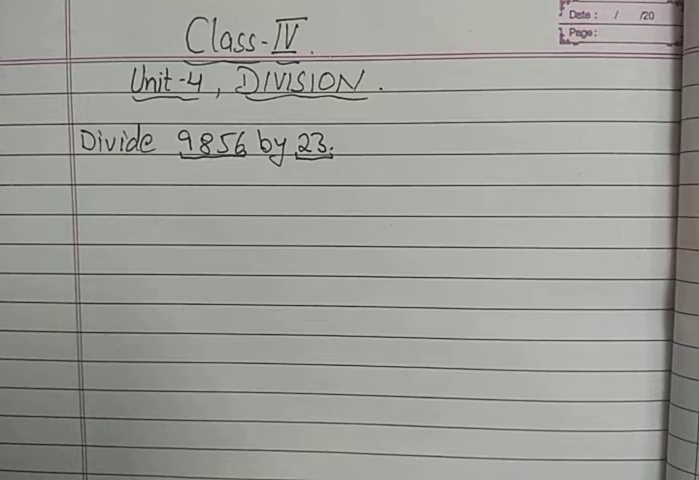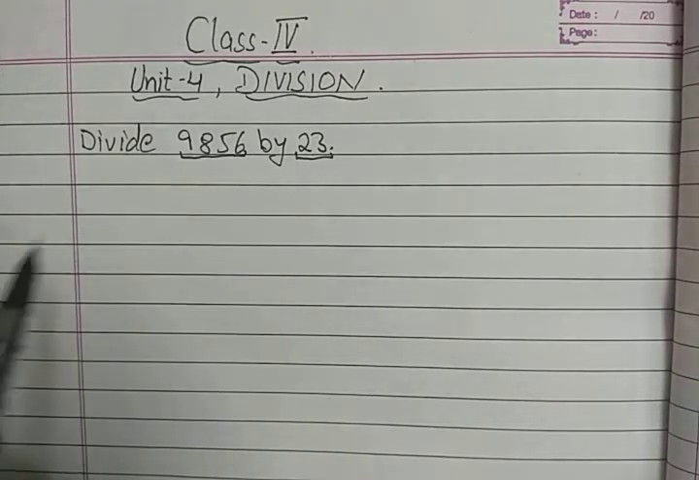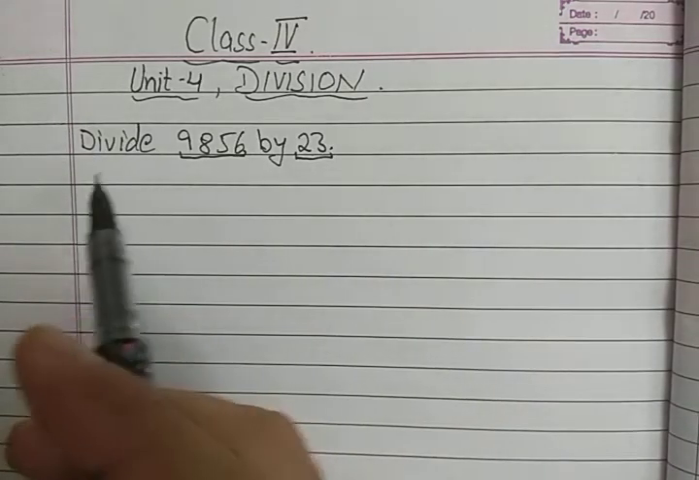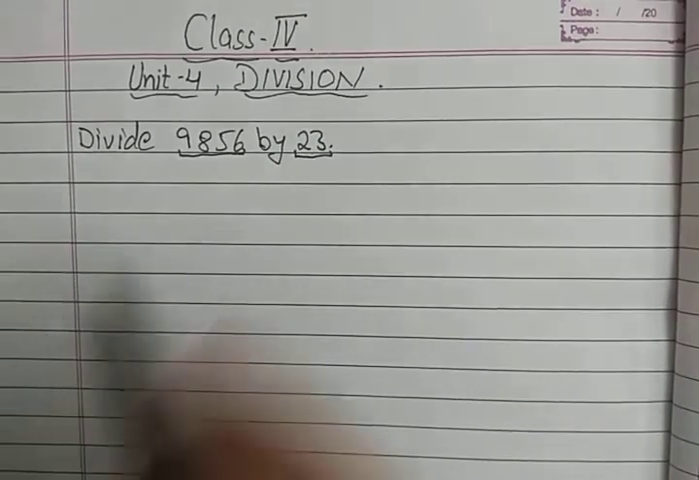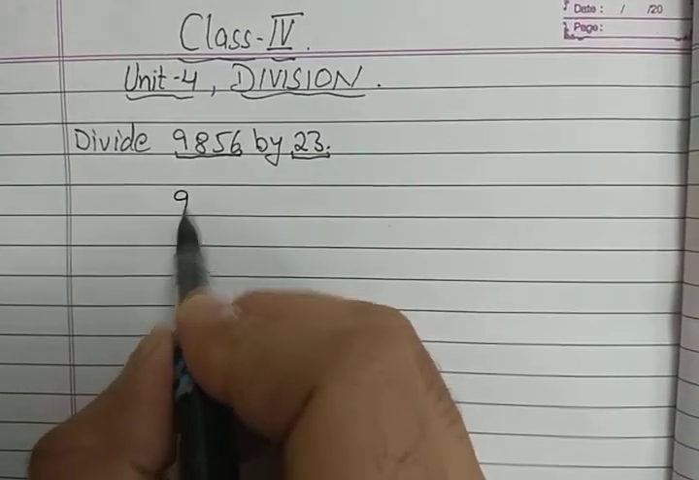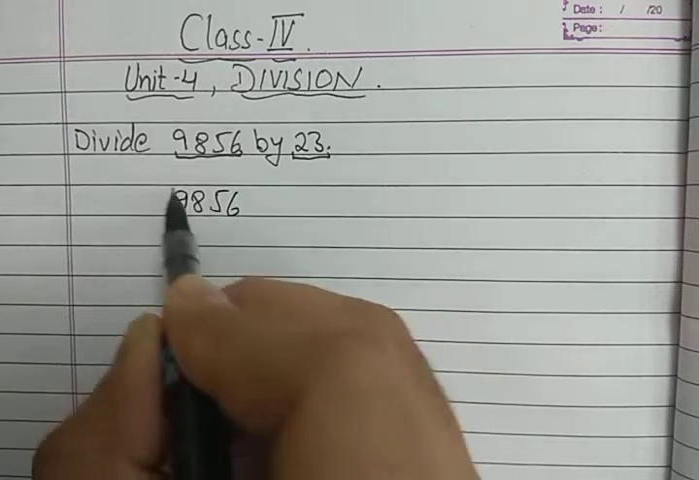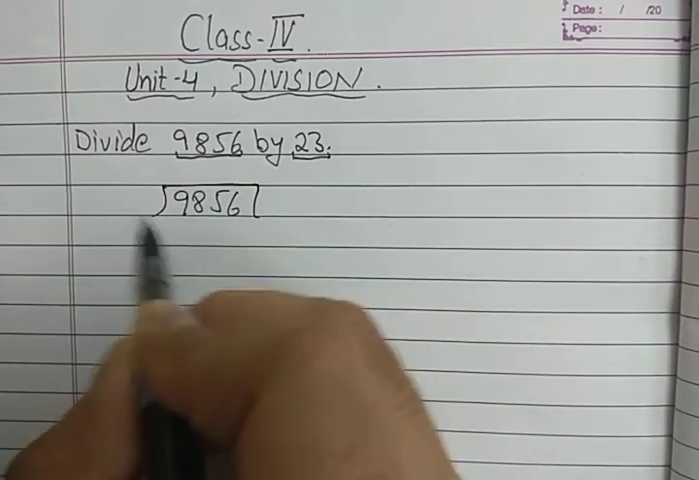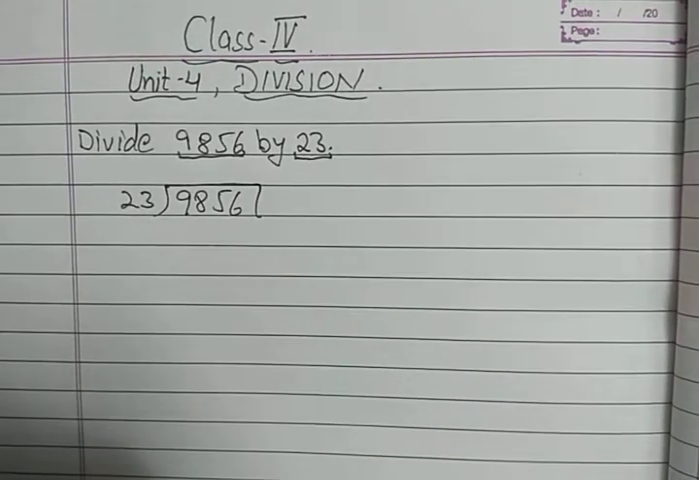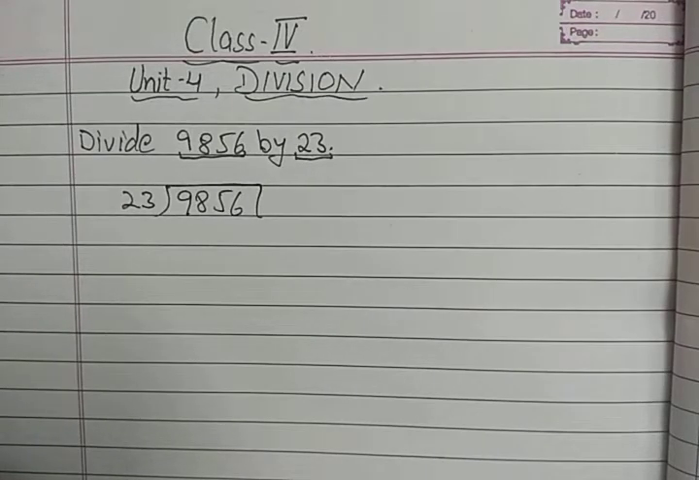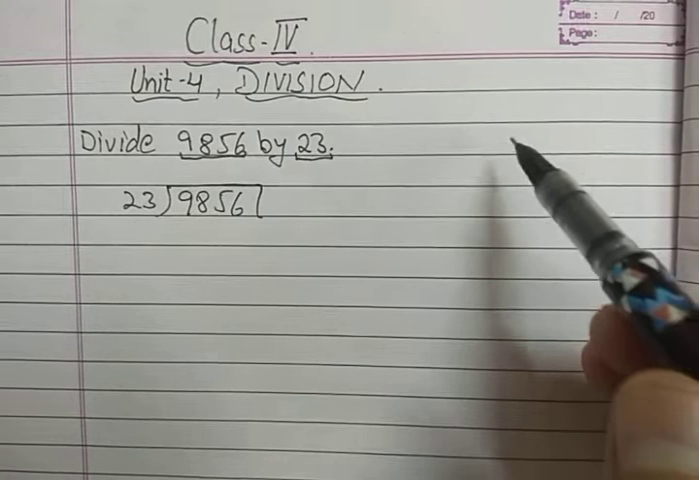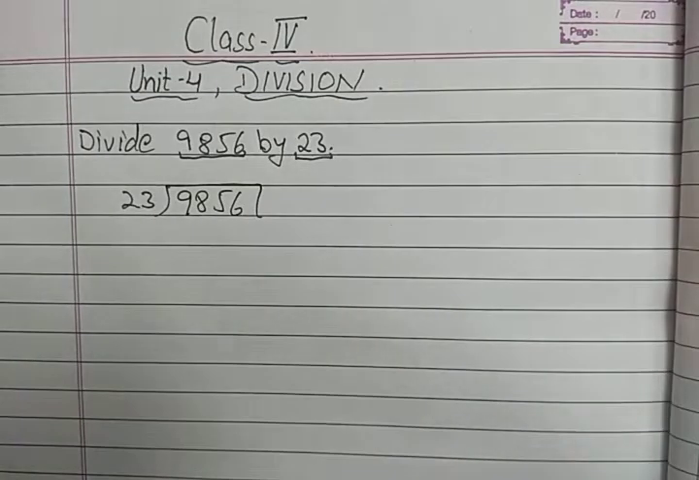So today I will tell you how to divide a number by a number whose multiplication table you don't know. So let us start dividing. 9856 divided by 23. Now what you can do is, first of all, make a table on your rough side.